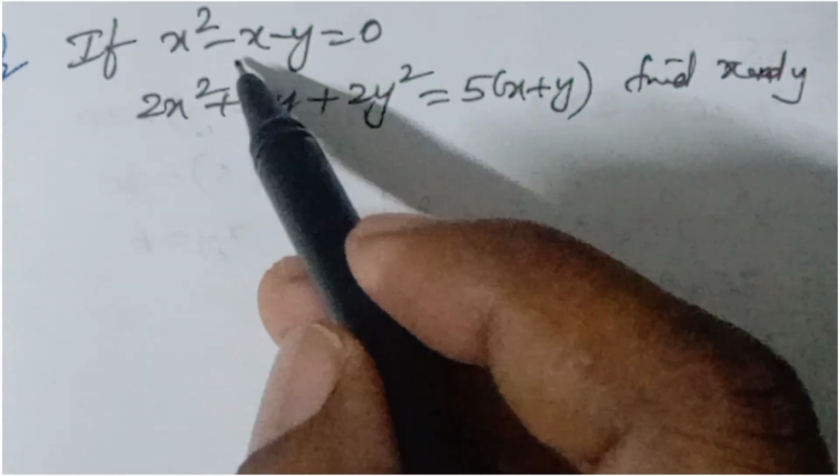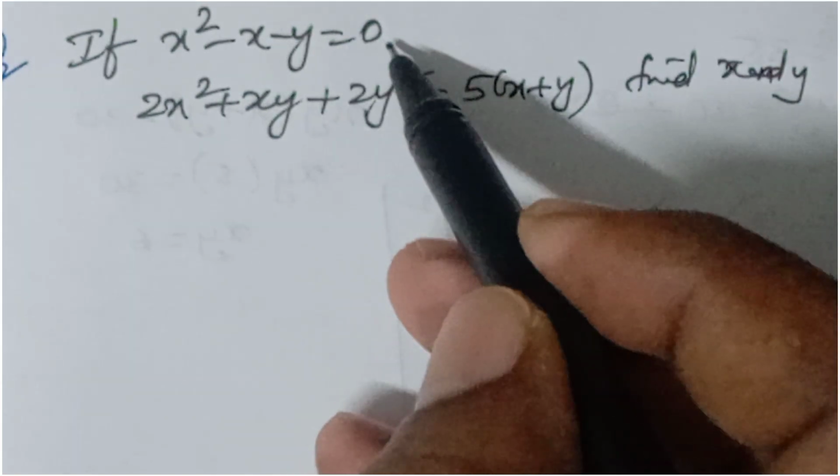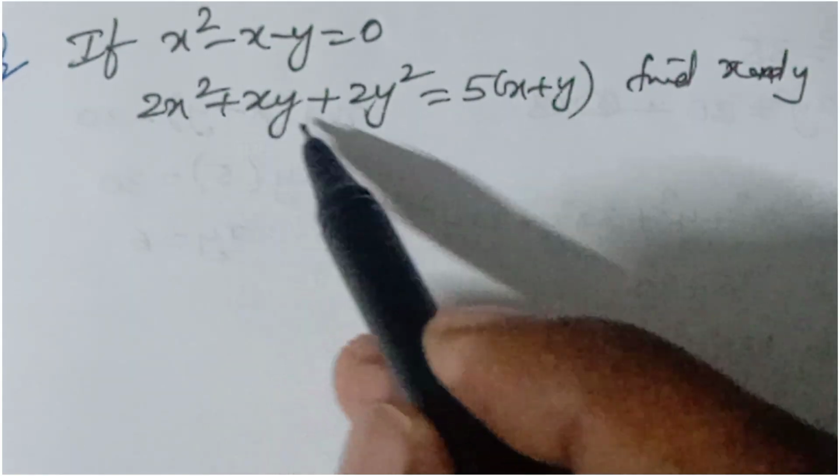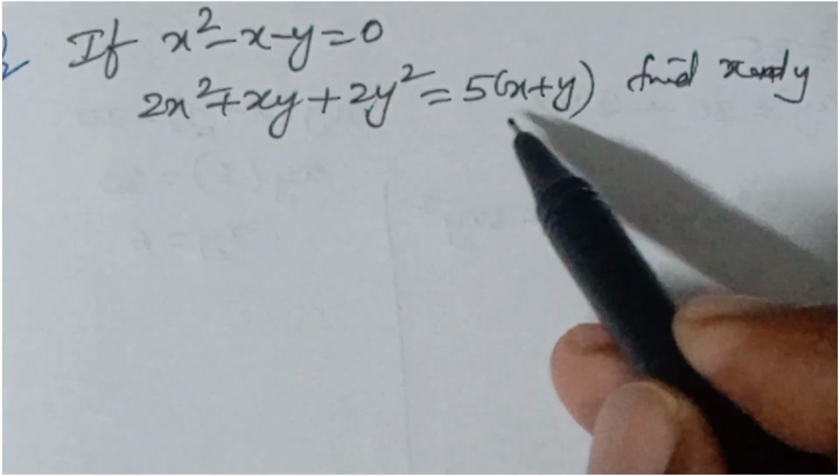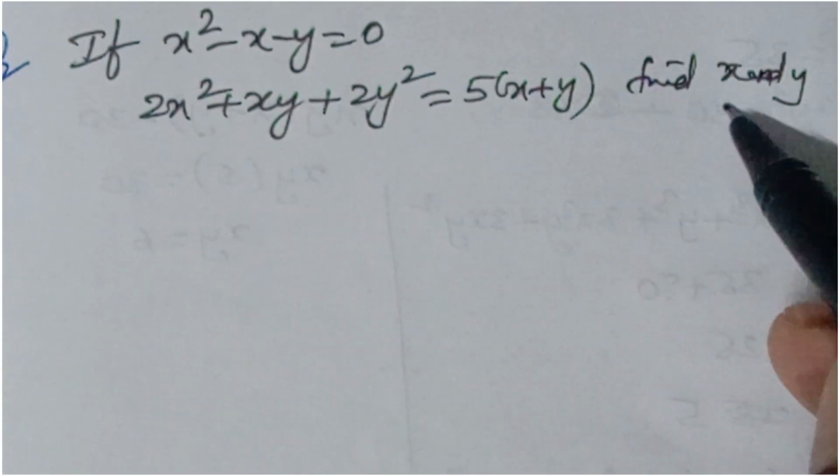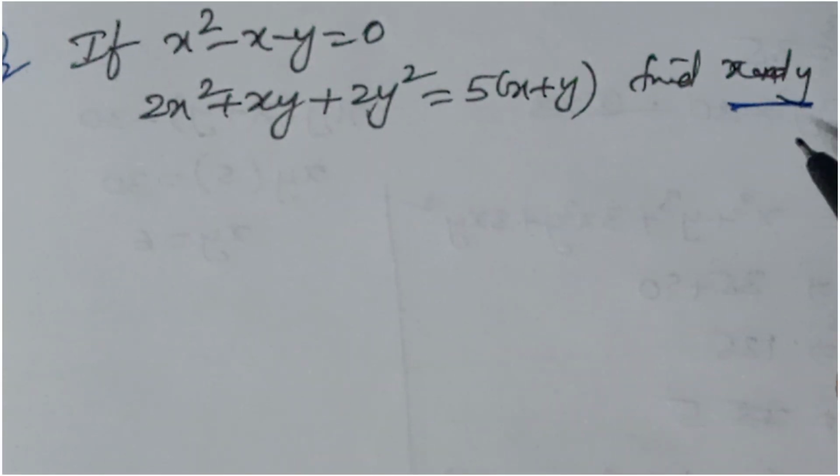Here the question is given: if x square minus x minus y equal to 0, 2x square plus xy plus 2y square equal to 5 into x plus y, find x and y values.